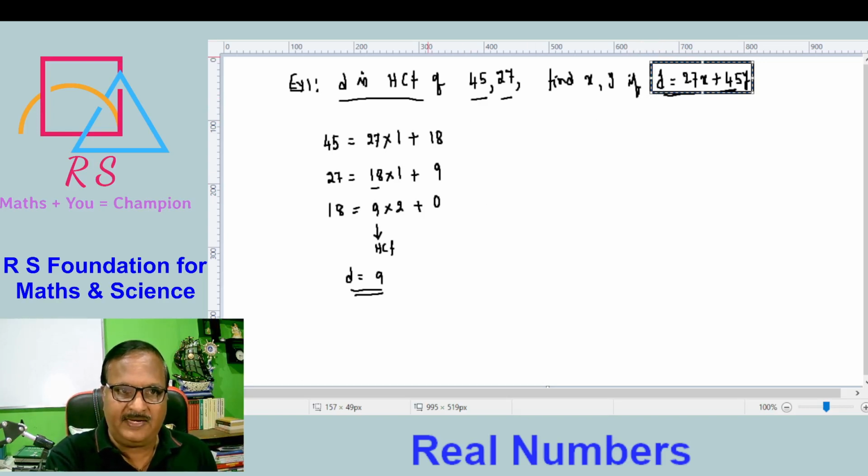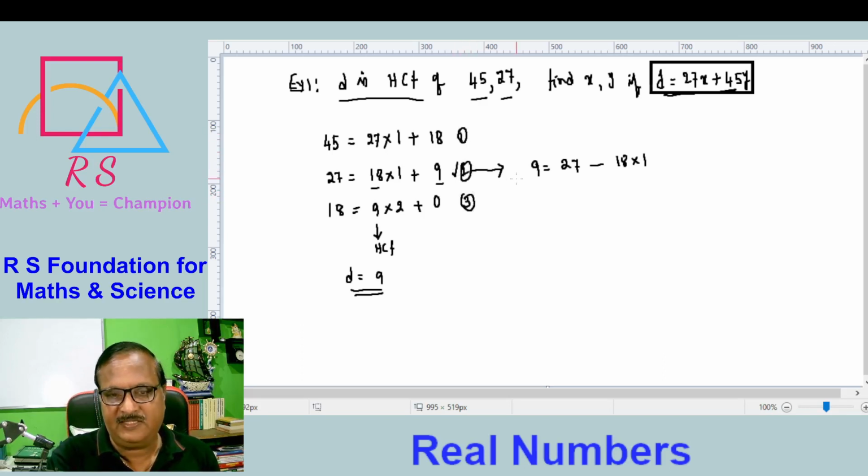Now we want D on the left hand side, right? 9 is there in this equation, so we will take that first. We will keep 9 on the same side and send 18 into 1 to the other side. So then 27 minus 18 into 1. We have taken the second equation. This is the first equation, this is the third equation. We have started from the second equation because in the second equation 9 is there. We want 9 on the left hand side.